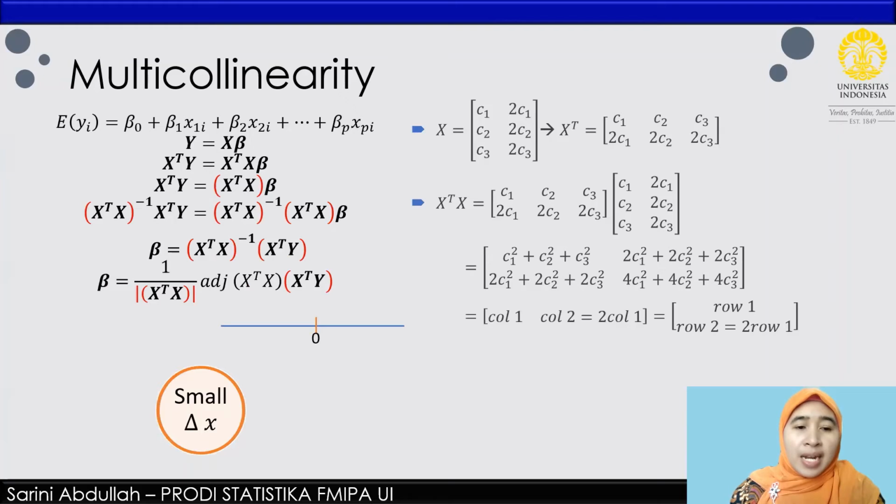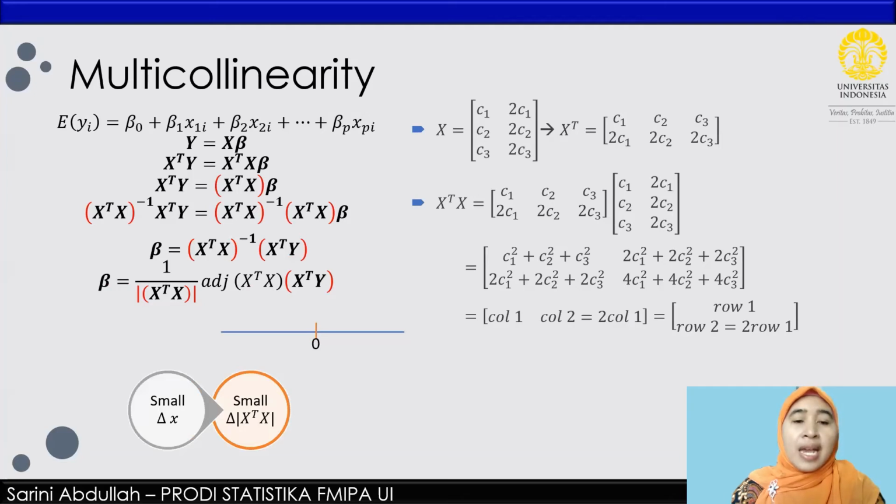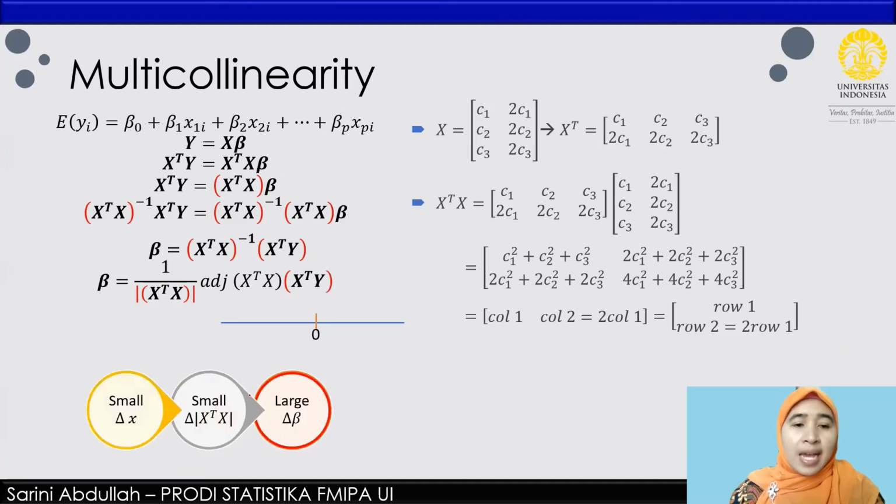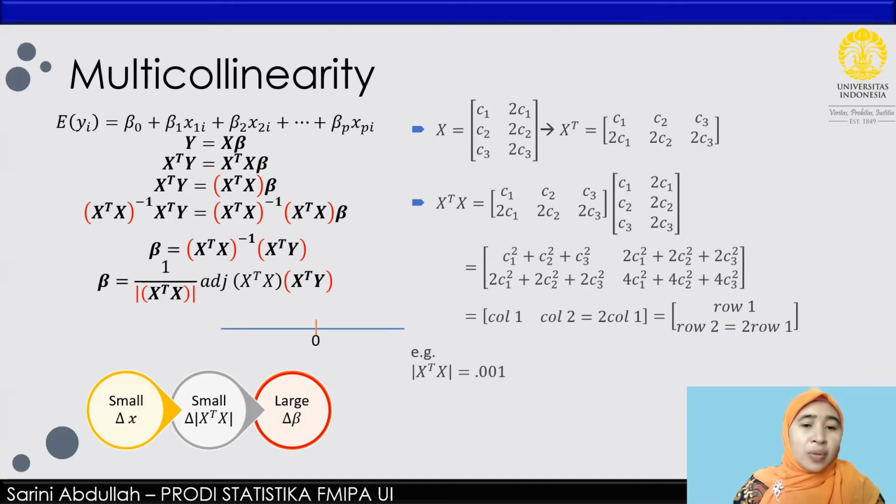Let's say we have a small change in the value of the X. Then there will be a small change in the value of the determinant of X transpose X. And then small changes in the determinant will result in huge changes of the betas. Why is it like that? Let's look at an example.